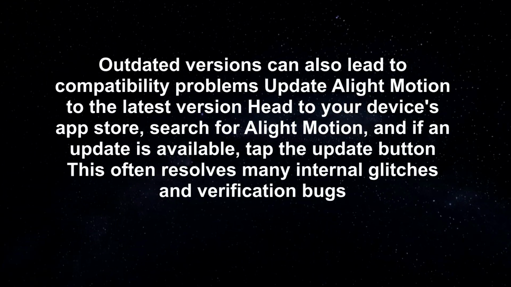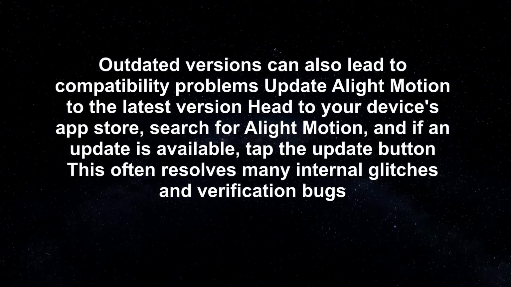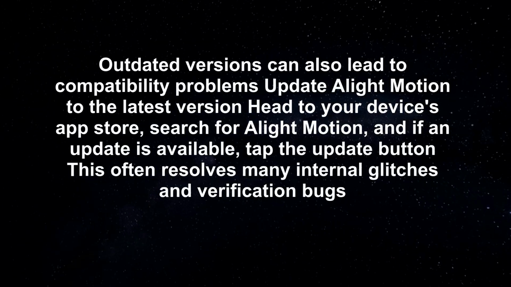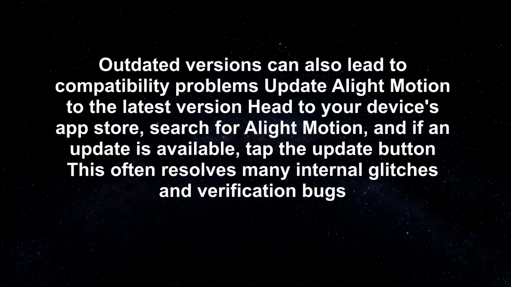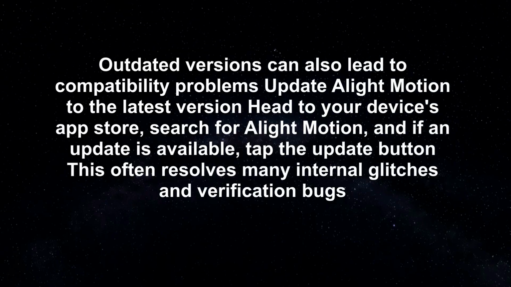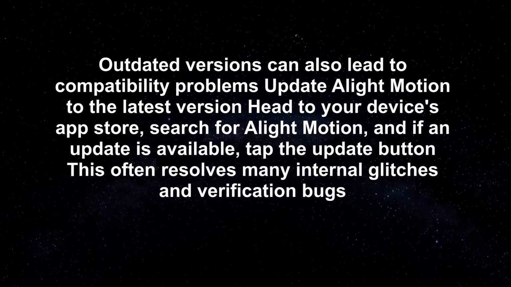Outdated versions can also lead to compatibility problems. Update Alight Motion to the latest version. Head to your device's app store. Search for Alight Motion, and if an update is available, tap the update button. This often resolves many internal glitches and verification bugs.